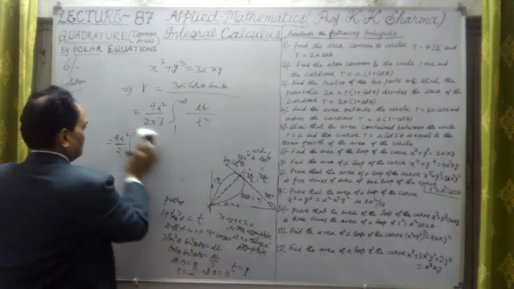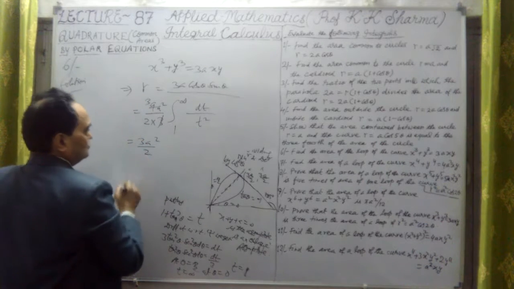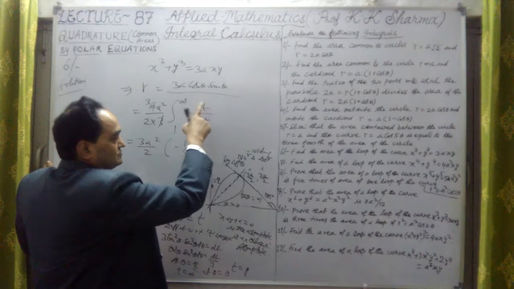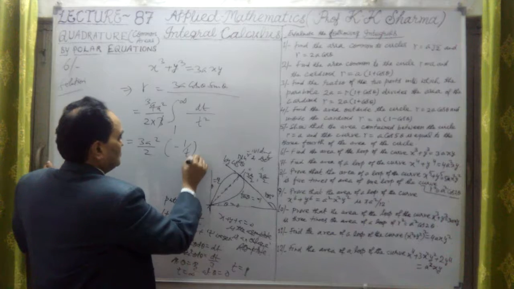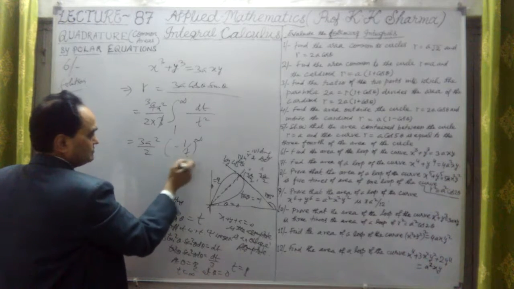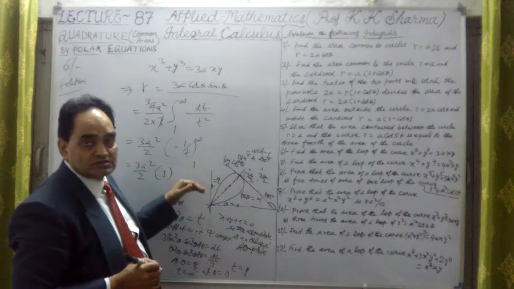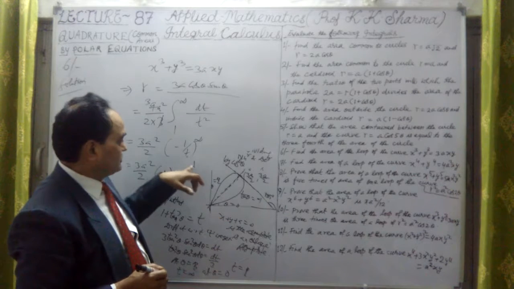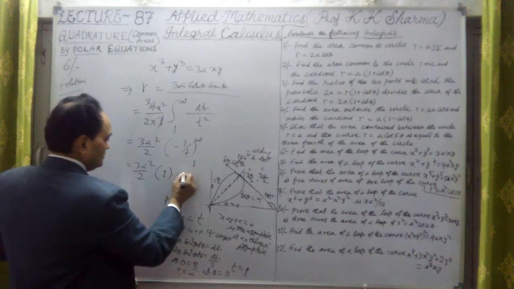So let me integrate this. This is 3a square upon 2, and the integration of this is minus 1 upon t. Simple: if I take t square in the numerator, it will be t raised to the power minus 2, and integration will be t raised to the power minus 2 plus 1 upon minus 2 plus 1, that means negative 1 upon t. Putting the limits 1 to infinity, at infinity 1 upon infinity is 0. At 1 it will be 3a square upon 2 into plus 1. Why plus 1? Because when we put the lower limit, we put a negative sign in between; that negative and the negative already there make a positive. 1 upon 1 is 1. So the answer is only 3a square upon 2.